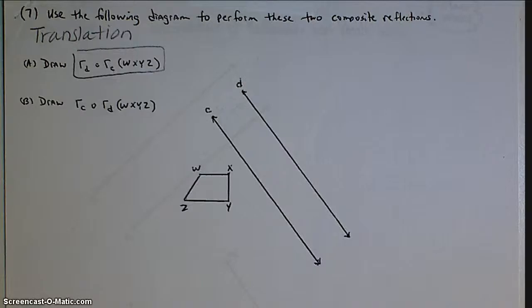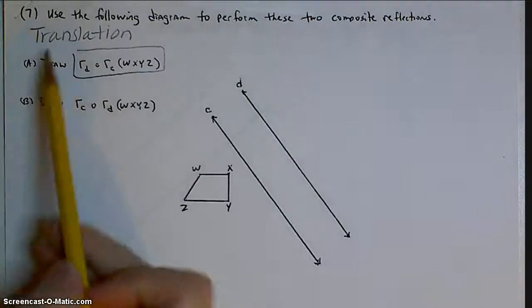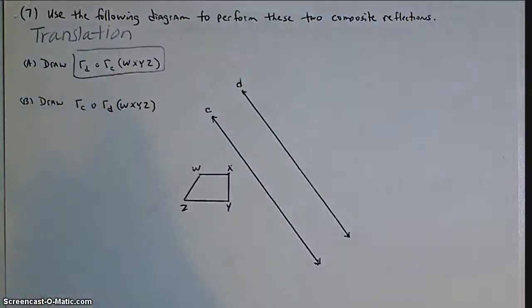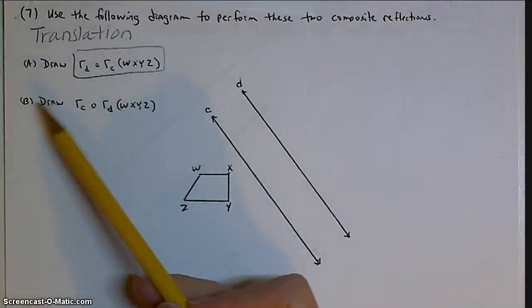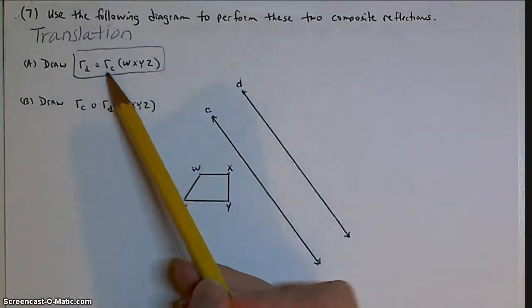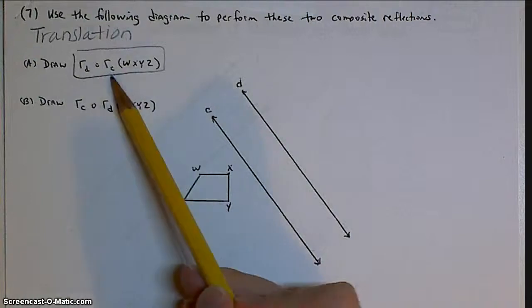Hello everybody. Today we're going to practice translations using a ruler. And first of all, we know that this is going to be a translation because C and D are parallel and we're doing a composite reflection. So I'm going to start with part A and I'm going to do this composite reflection in pencil.